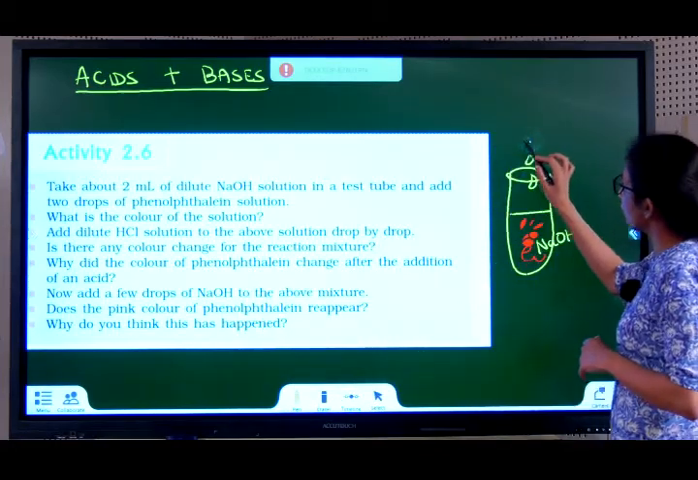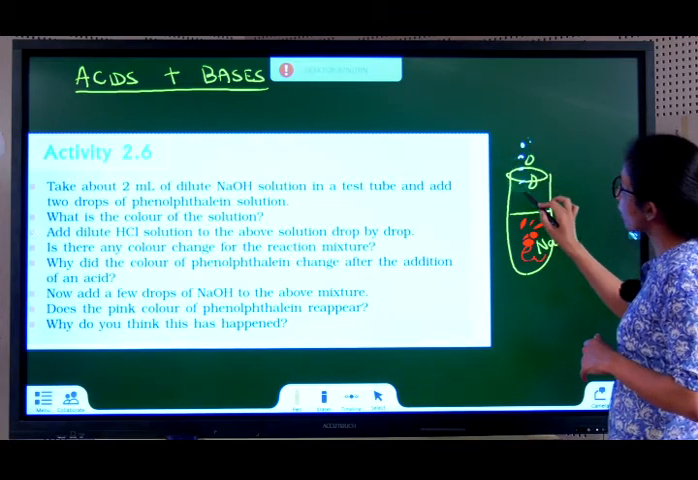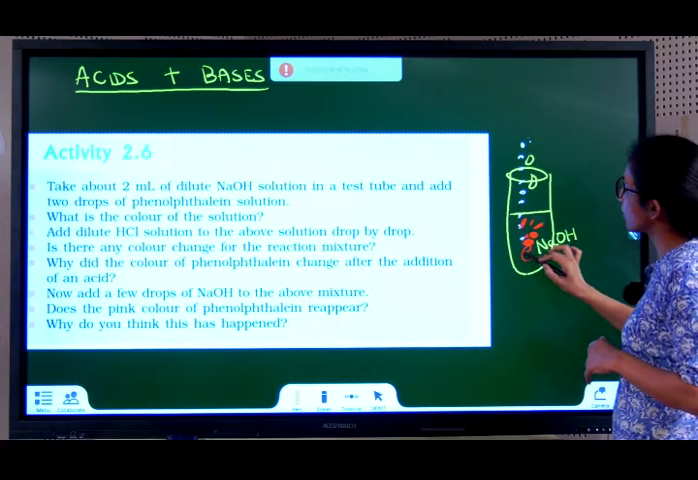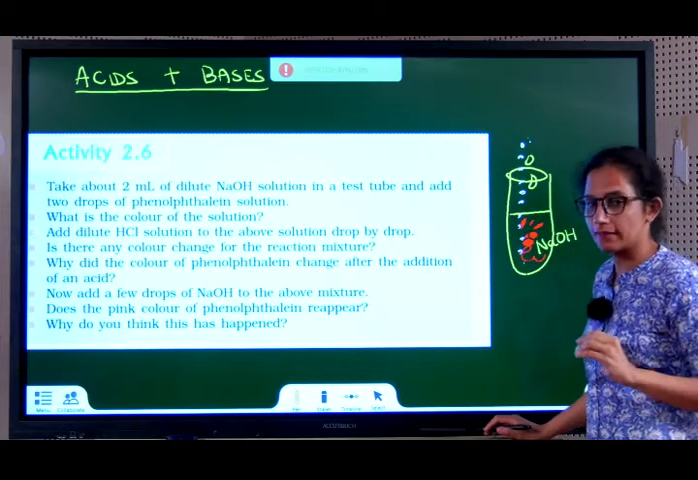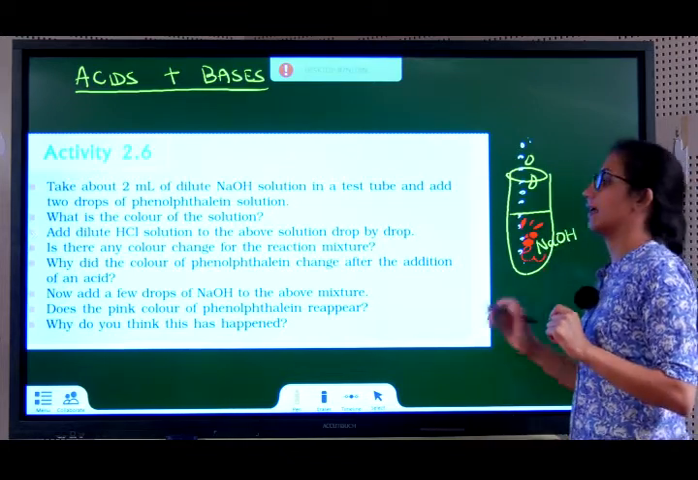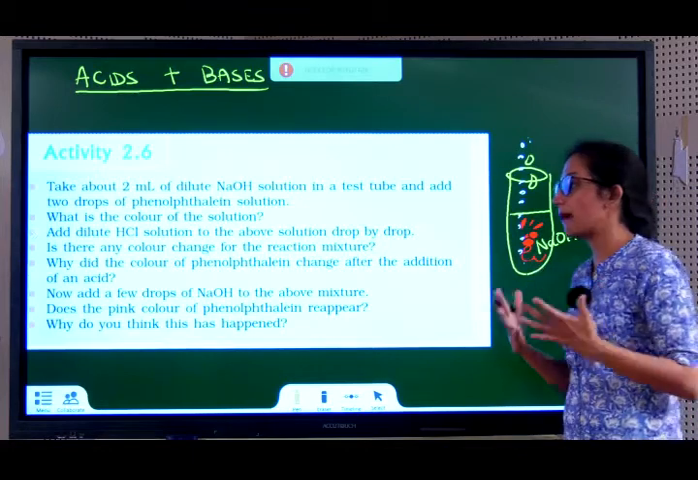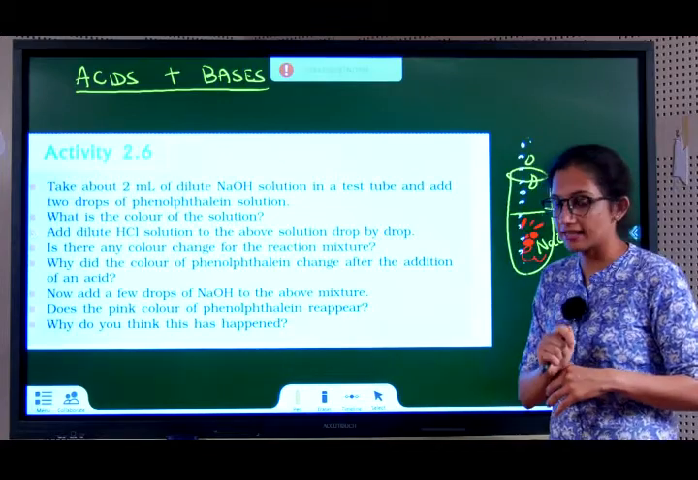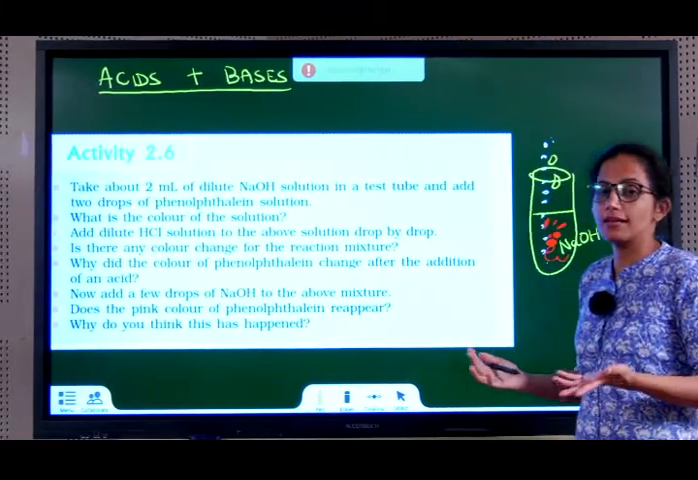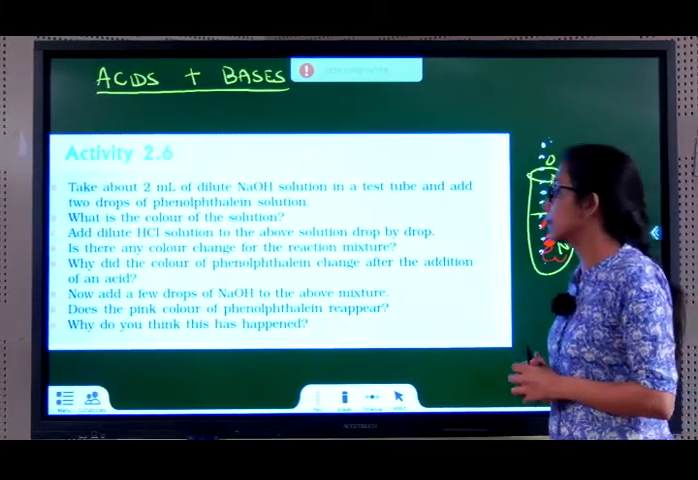So slowly we are adding HCl to the solution, drop by drop. You will observe that the pink color is slowly fading away. Keep adding HCl. At one point you will see the solution is back to being colorless. So is there any color change for the reaction mixture? Yes. Which color? It's becoming colorless. It's fading away and then the solution becomes colorless.